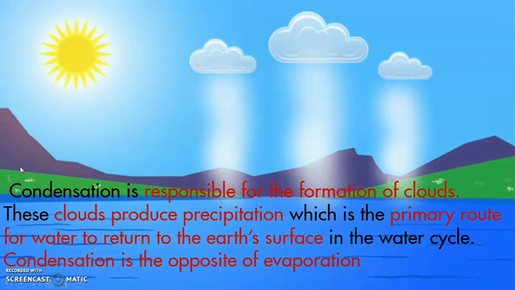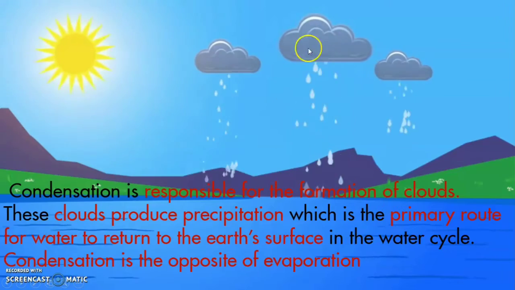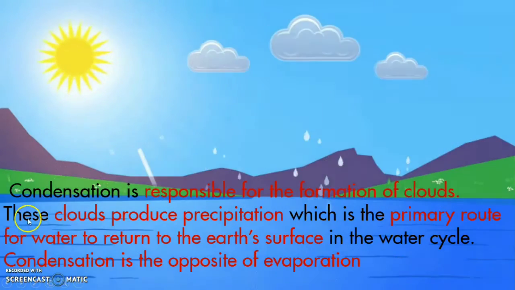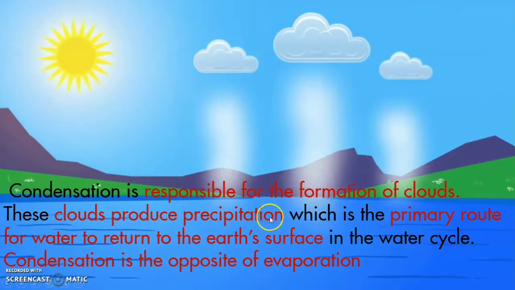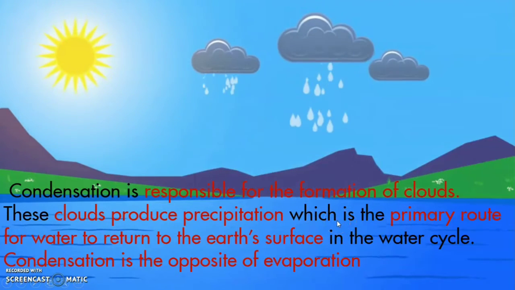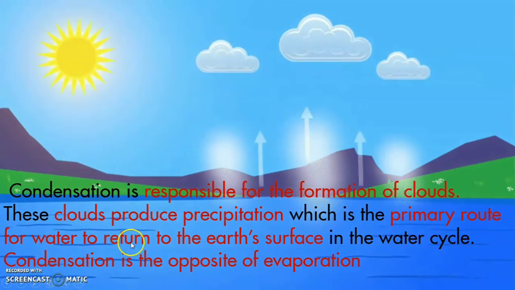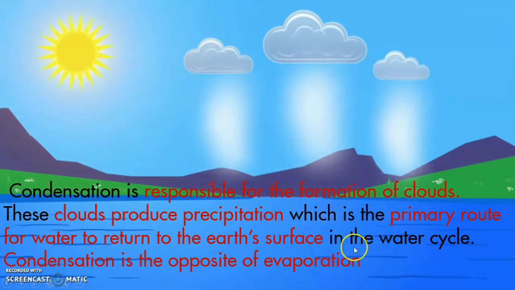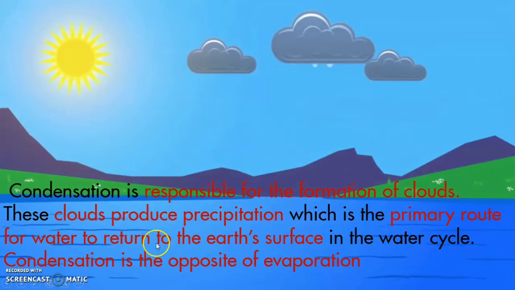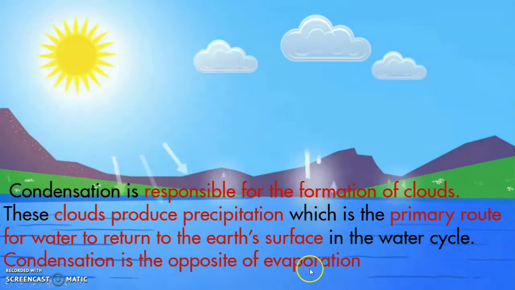So, children, condensation is responsible for the formation of clouds. Now, these clouds produce precipitation in the form of rain, snow, freezing rain, sleet, etc., which is the primary route for water to return to the earth's surface in the water cycle. So, children, condensation is the opposite of evaporation.